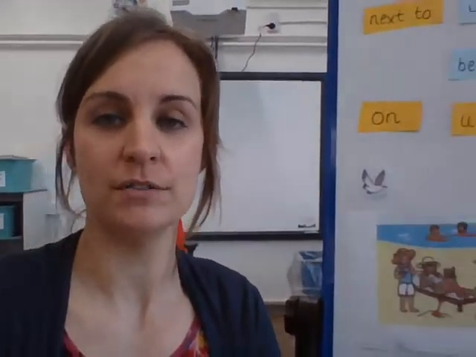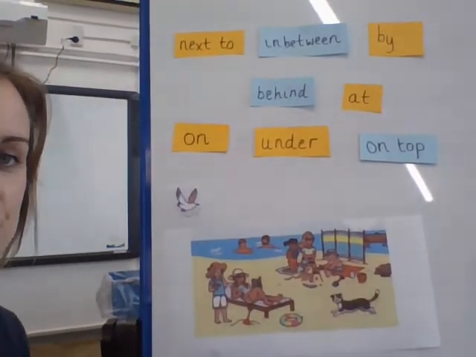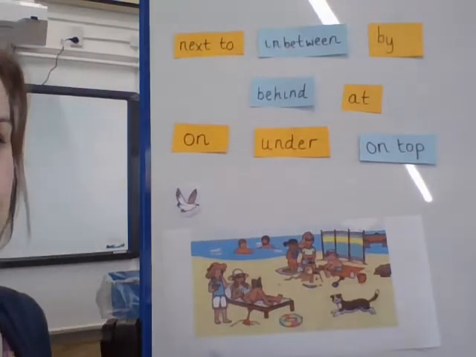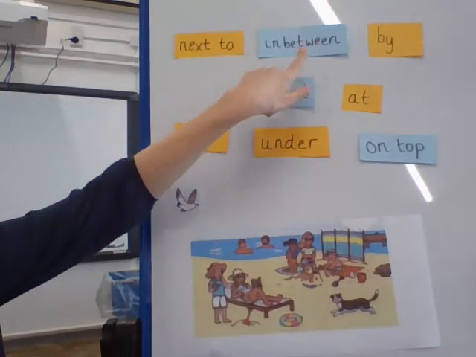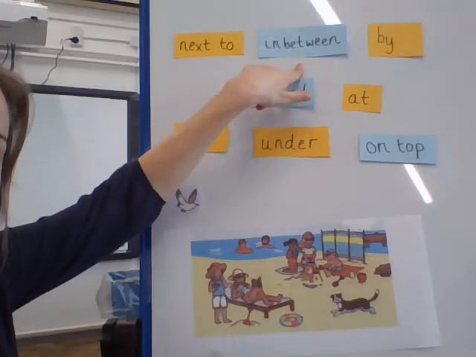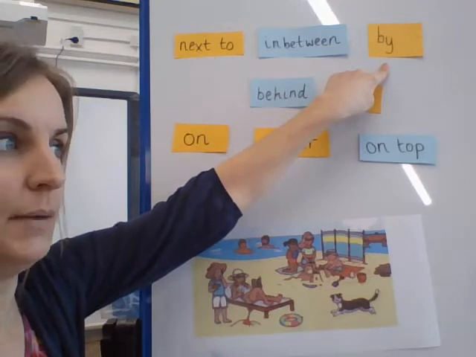Wow, I heard loads of great examples. Do you want to see if they match the ones I've got on the board? Okay, let me turn this around and see if you've got some of these words. Okay, can we see? Oh, so we've got, I'm going to read them to you. We've got next to, we've got in between, we've got by. So for example, you could say I am by the table.